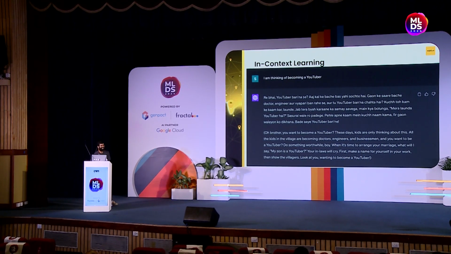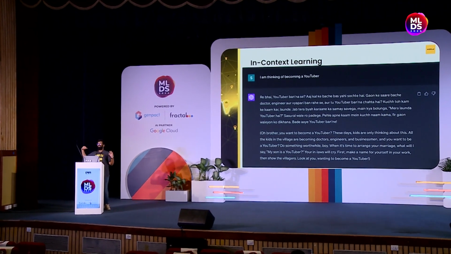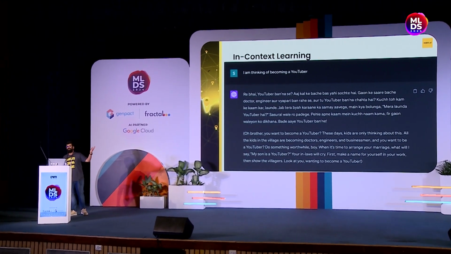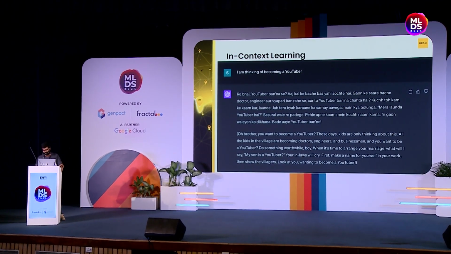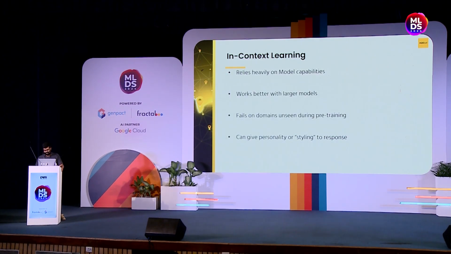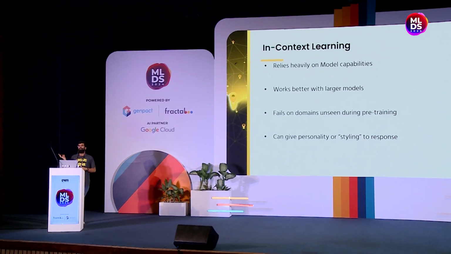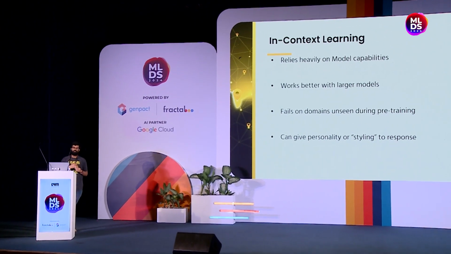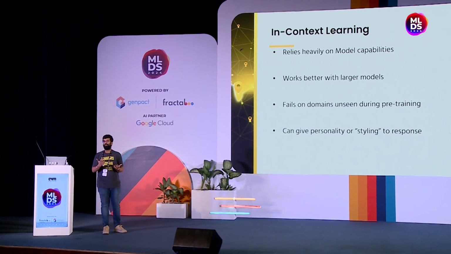But this is the behavior that comes out of in-context learning, where the models have already learned about the world and are able to extrapolate that to more things. This is not a made-up example. It's a real screenshot, by the way. It heavily relies on the model capabilities, and usually it works better with larger models. And usually it fails on things that the base model doesn't know about. So if the model doesn't have knowledge in fintech, you cannot expect it to give good answers in that just by prompting. That is where RAG comes into play.